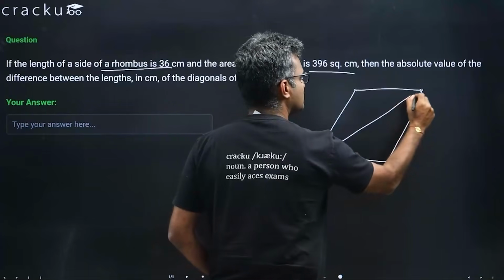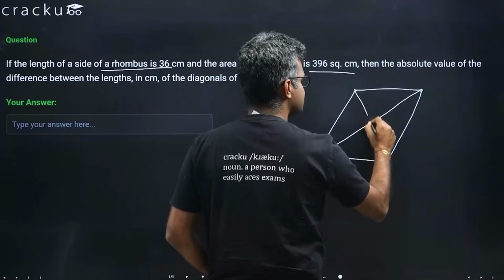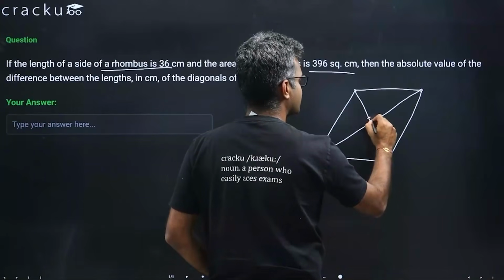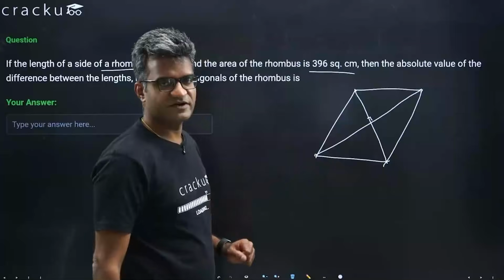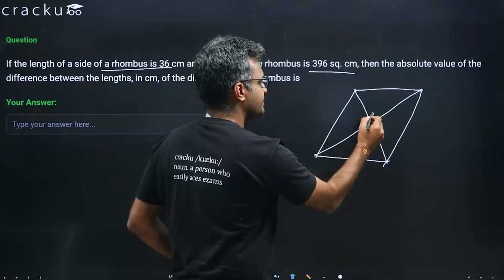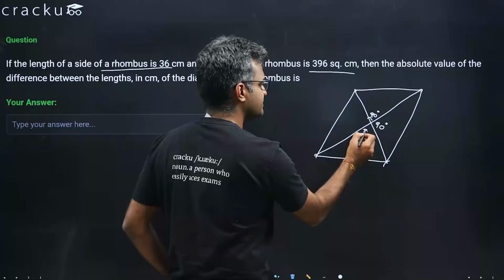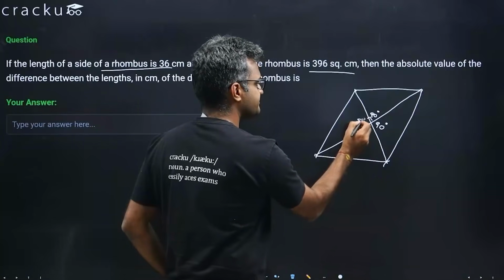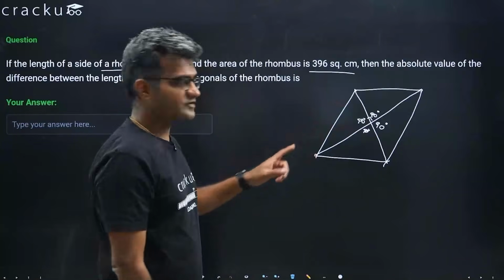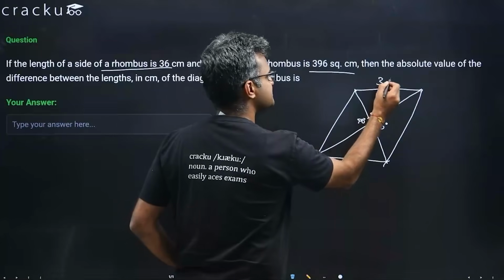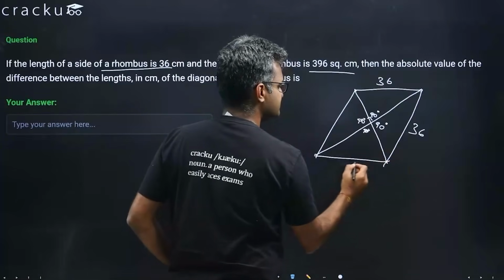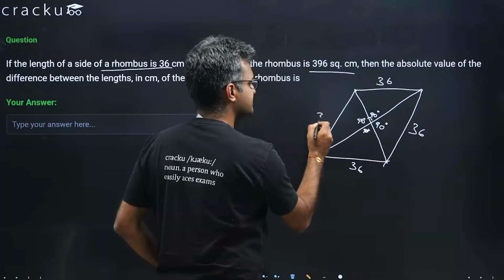The other thing that we know about the rhombus is that the diagonals intersect each other at right angles. So if this is the rhombus that we are talking about, this angle over here will be 90 degrees. This will be 90 degrees. This will be 90 degrees. And this will be 90 degrees. We are also told that each side of the rhombus is 36 centimeters. So this is 36, this is 36, this is 36, and this is 36.